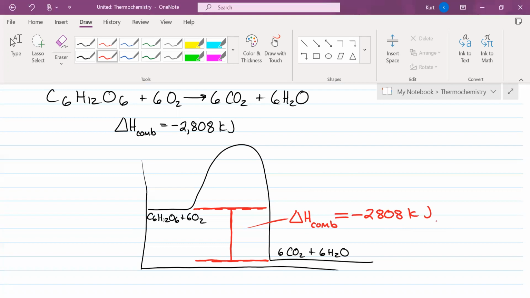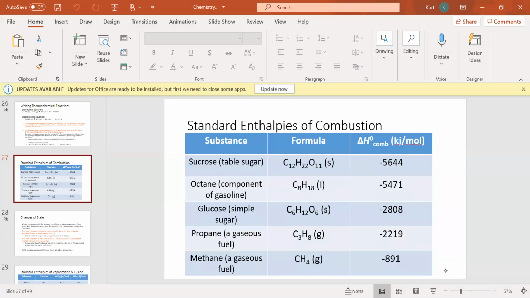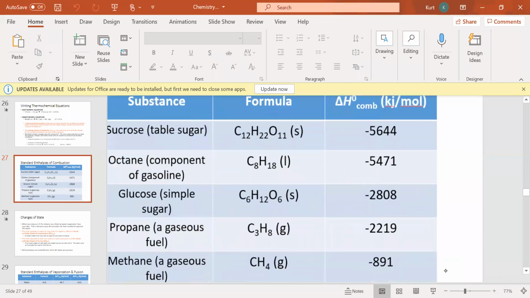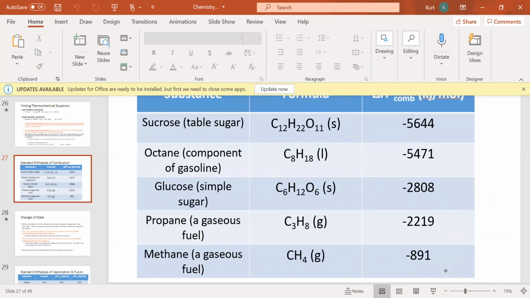What I would like to do now is I just want to show you guys and make you aware of this in case you have to see it on your unit review. I want to show you a slide from your PowerPoint. This is a chart that shows the standard enthalpies of combustion. There may be homework problems that ask you to refer to this table. This table is found in your textbook, but it is also found on your PowerPoint, which you can access on Canvas. It shows you the enthalpies of combustion for table sugar, octane, glucose, propane, and methane. You can see that what do they all have in common? So are those energy losses or energy gains?